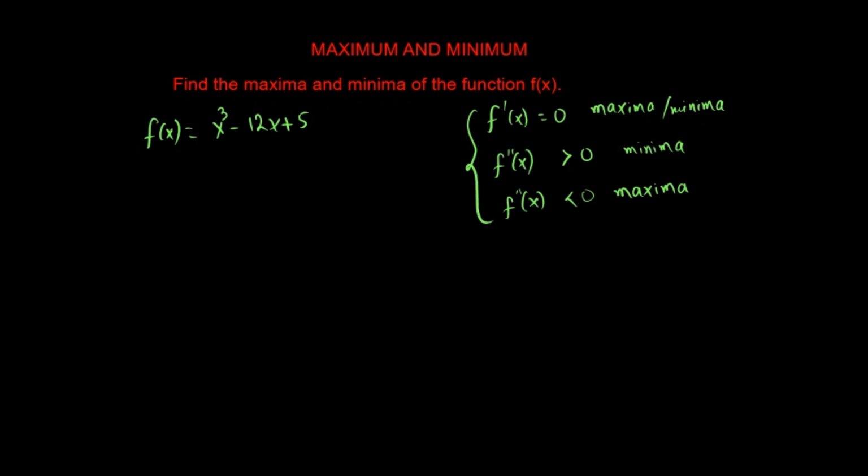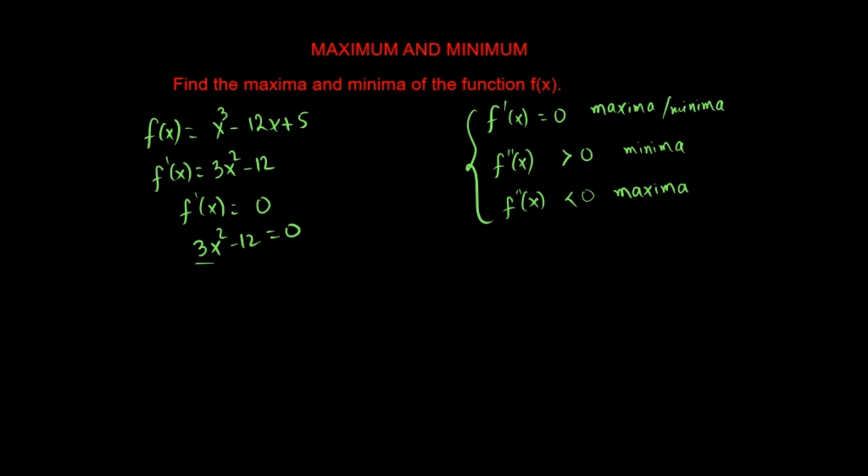Let's start by finding the derivative. We have f prime x equals 3x squared minus 12. We'll start with this. Find where the derivative becomes 0. That should be your equation. The derivative becomes 0 means 3x squared minus 12 becomes 0.